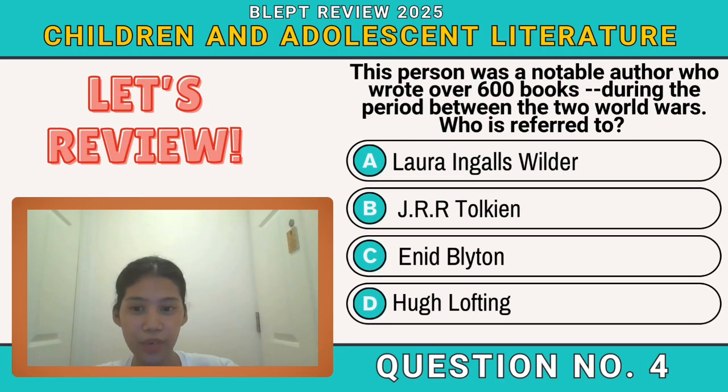Question number 4. This person was a notable author who wrote over 600 books during the period between the two world wars. Who is referred to? A. Laura Ingalls Wilder, B. J.R.R. Tolkien, letter C. Enid Blyton, and letter D. Hugh Lofting. You have 10 seconds to answer.